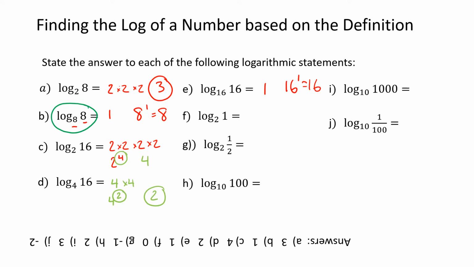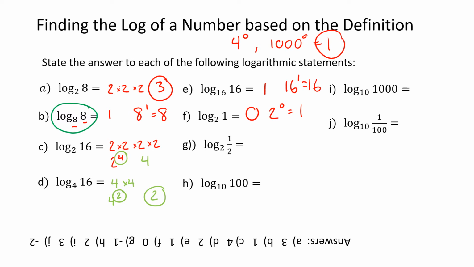For F, okay, we have the log, the base of 2, and the answer is 1. So 2 to what exponent here would equal 1? Well, remember, any number to the exponent 0 is 1. So that means that this answer must be 0 because 2 to the exponent 0 is 1. But there's no other solution to that that would give you 1. Okay? And it doesn't matter if it's 2 to the exponent 0, 4 to the exponent 0, 1,000 to the exponent 0. They're always 1. Okay? That's an important property to know.